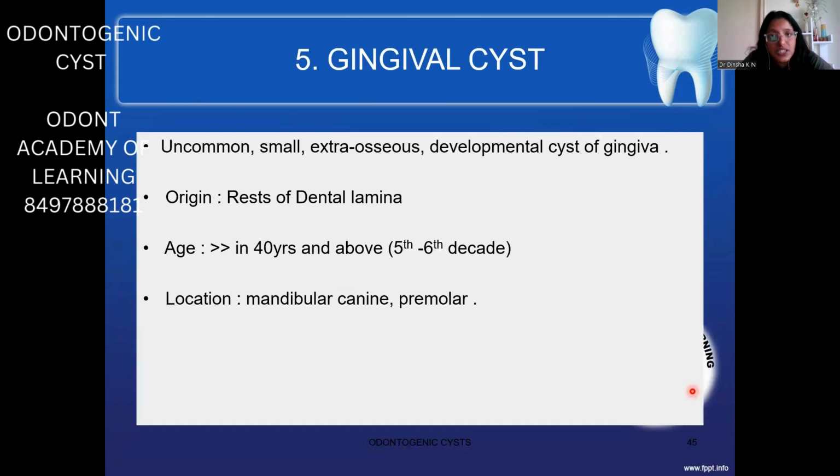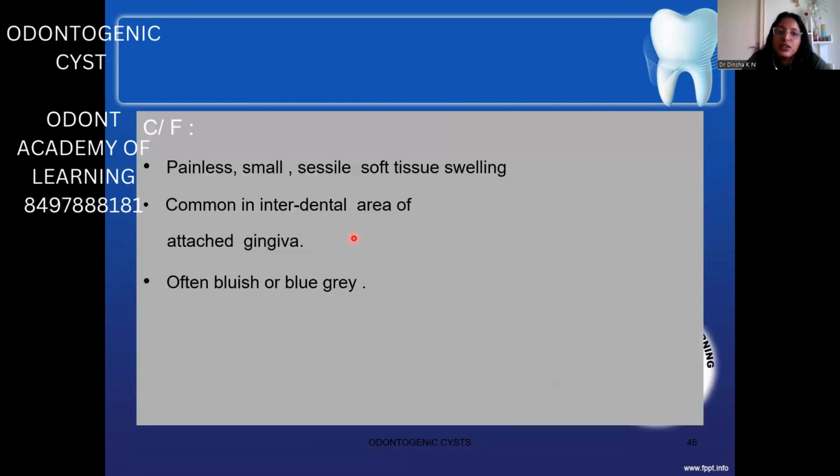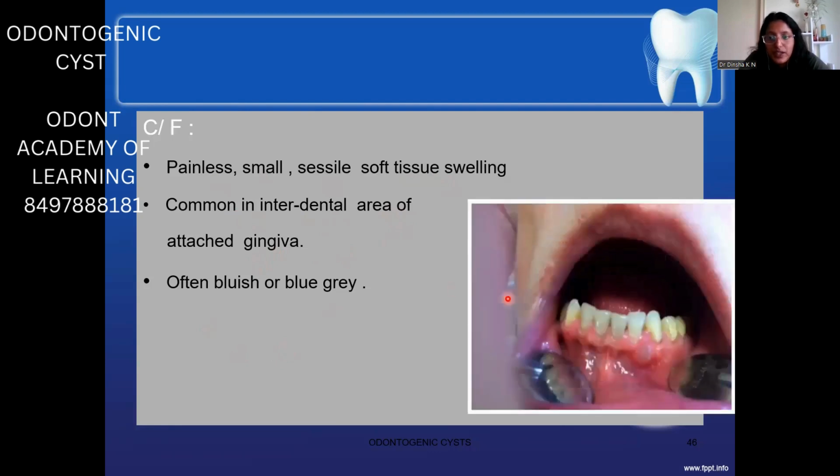Next one is the gingival cyst. The gingival cyst is an uncommon, small, extra-osseous developmental cyst of the gingiva, originating from rests of dental lamina. More commonly seen in the fourth decade and in the mandibular canine or premolar location. Clinically, it is painless, small, sessile soft tissue swelling, common in the interdental area of attached gingiva, and often appears to have a bluish or blue-gray hue. So this is how it appears.